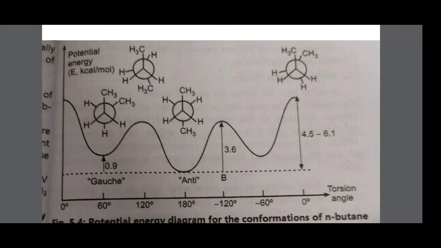The combined effect of these two renders these conformations highly unstable, with potential energy about 4.5 to 6.1 kilocalorie per mole, or 19 kilocalorie per mole. Hence, this is the least favored or least stable conformation among all others. You only remember that eclipsed conformation is the least stable and anti-periplanar or staggered conformation is the more stable conformation.